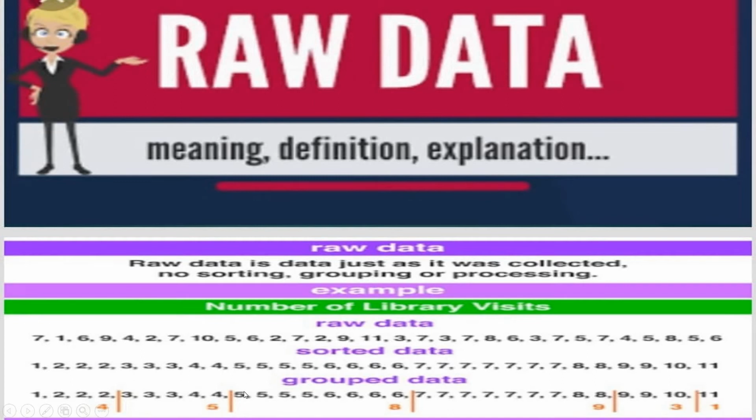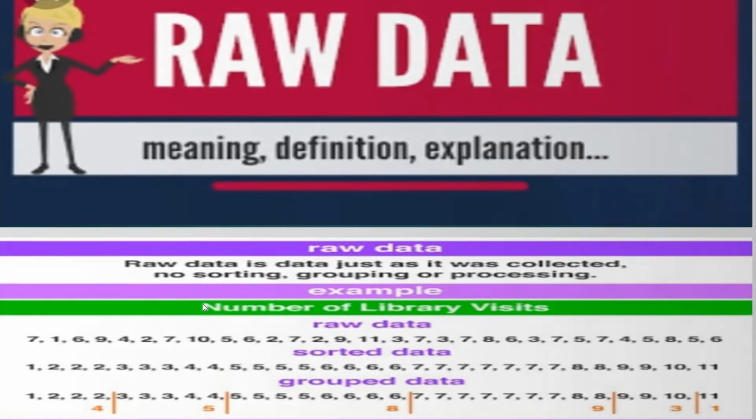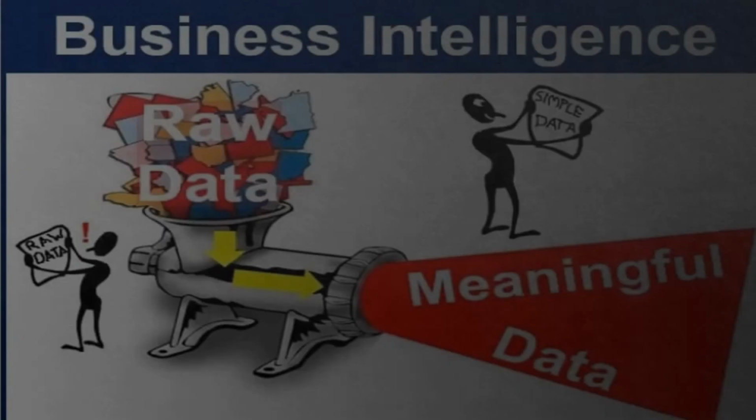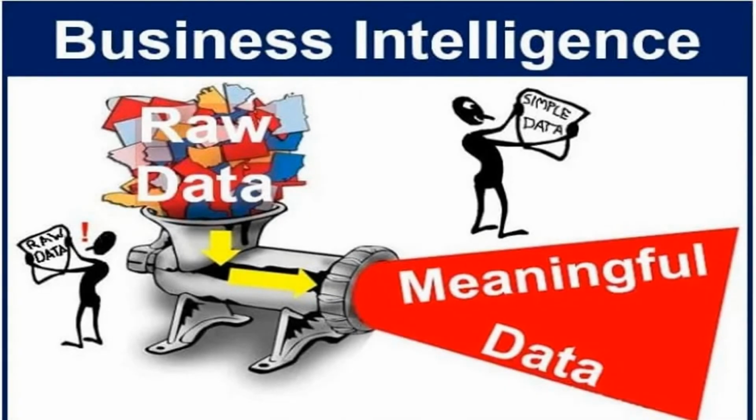As an example, suppose we are given 7, 1, 6, 9, 4, 2, 7 randomly. I have taken it in the original form, not in an arranged form. That will be the original form. When we gather the information, that will be considered raw data. With the help of pictures, we can understand raw data.